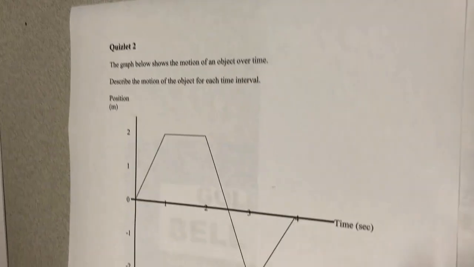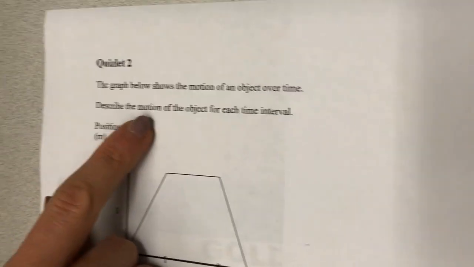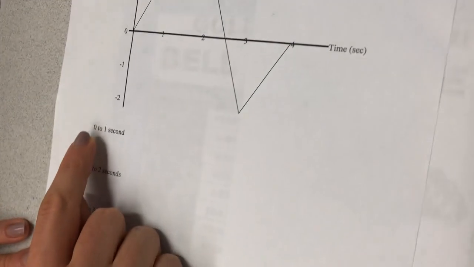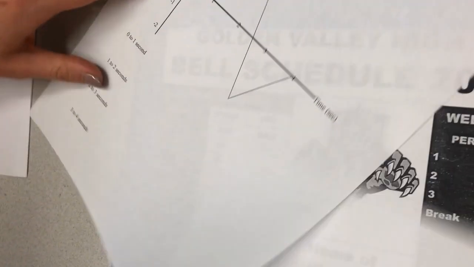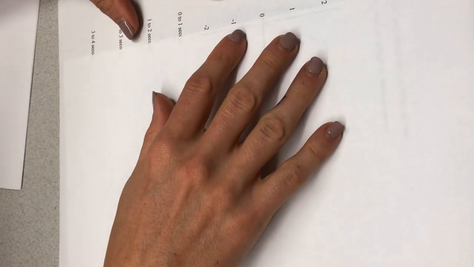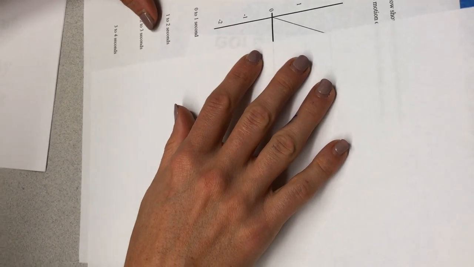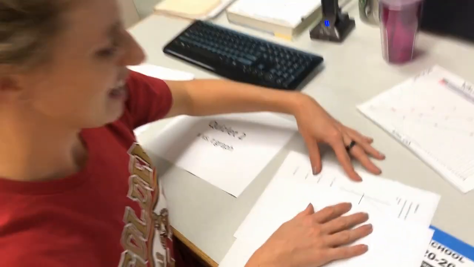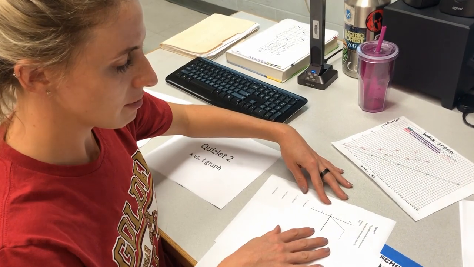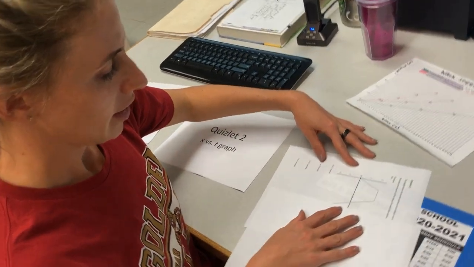The graph below shows the motion of an object over time, just like you saw me walking. Describe the motion of the object for each time interval. Down here, I want you to pause the video. From 0 to 1 second, describe the motion of the object. Use words, just like how we talked about. If you don't know what to do, go watch the last minute. Okay, 1 to 2 seconds, describe. 2 to 3, and 3 to 4.